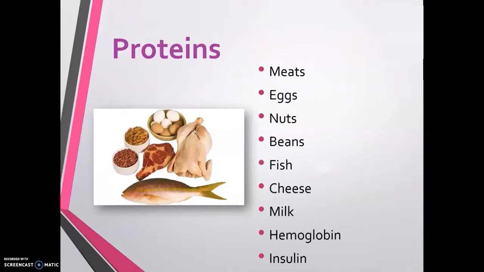The types of foods that are high in protein are your meats or eggs, nuts, beans, fish, cheese, milk. Those are all high in protein. And then in your body, you find protein in the form of hemoglobin and insulin, as we previously mentioned.